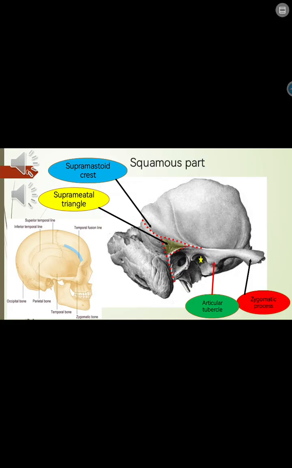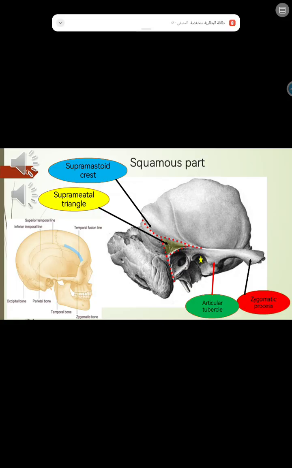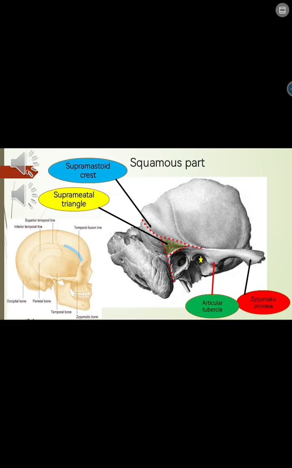As I said, this fossa participate in the TMJ or temporomandibular joint. This joint is between mandibular fossa and a process from mandible bone. Posteriorly, the mandibular fossa is separated from the tympanic part by the squamotympanic fissure. It is an obvious fissure, and you can see easily in different bones.